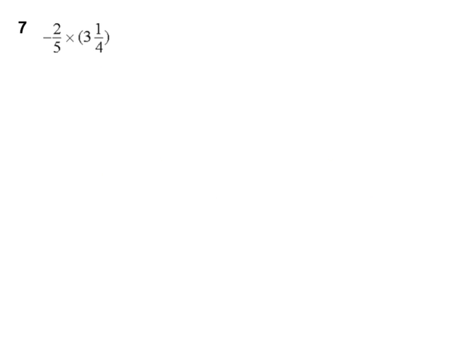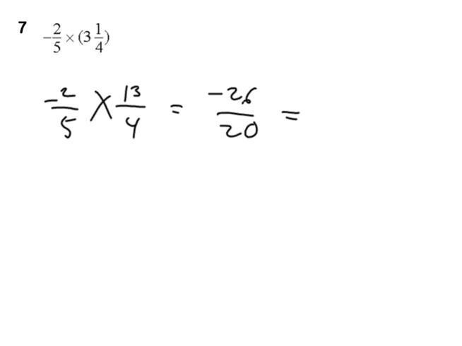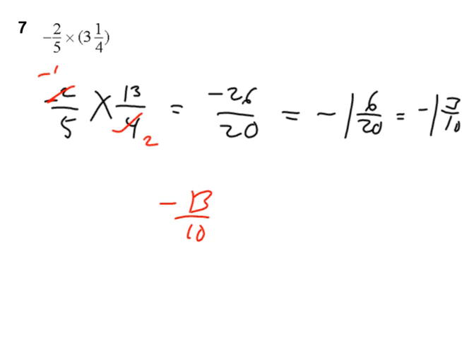Question 7, we have the product of negative 2/5 and a positive 3 1/4. Again, we're going to change that mixed fraction into an improper fraction. And we're going to simply multiply the numerators to get negative 26 over positive 20, which is negative 1 and 6/20, which is equal to negative 1 and 3/10. Now, some of you might have cross-reduced here and got negative 1 over 2, in which case you still would have gotten negative 13 over 10, which is still going to reduce down to negative 1 and 3/10 as your final answer.